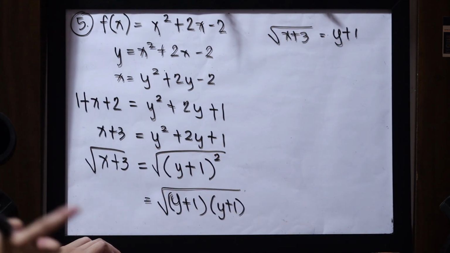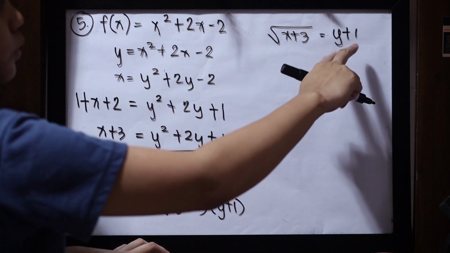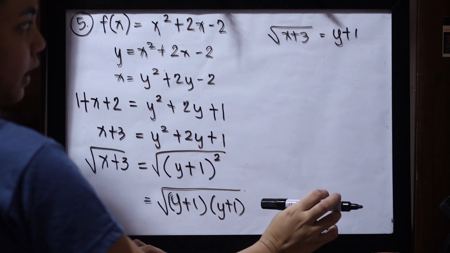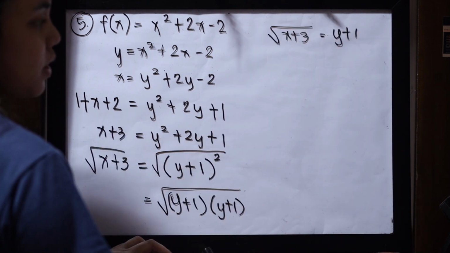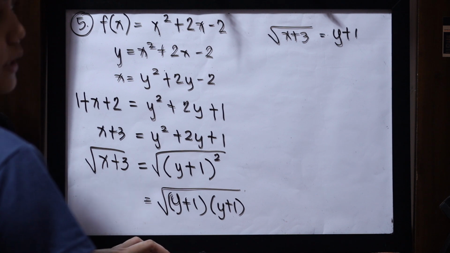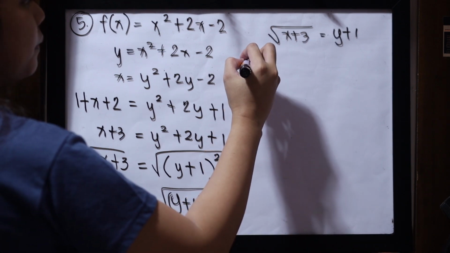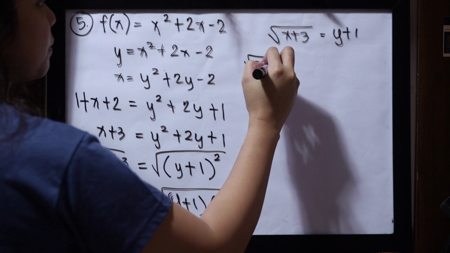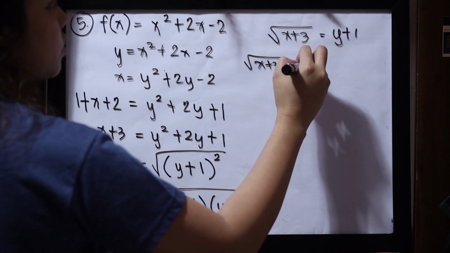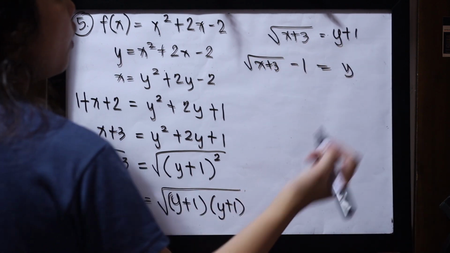Kasi yan na yun. Tapos ngayon, para matira yung y sa isang side ng equation, we have to transpose positive 1 on the other side of the equation. So, we will have square root of x plus 3 minus 1 is equal to y.